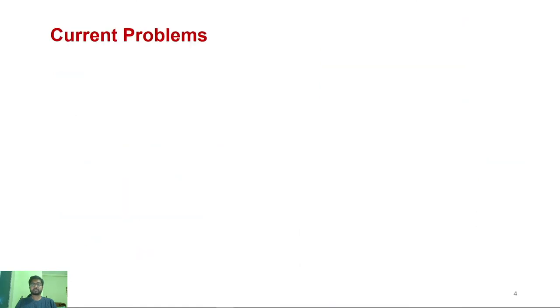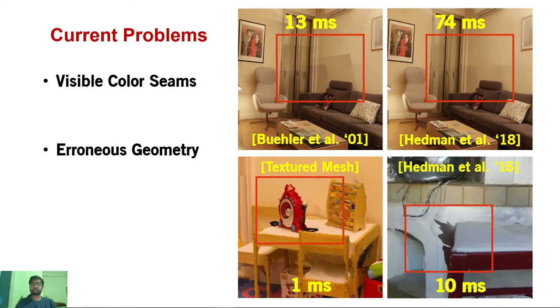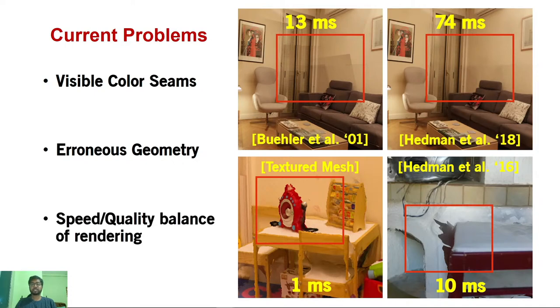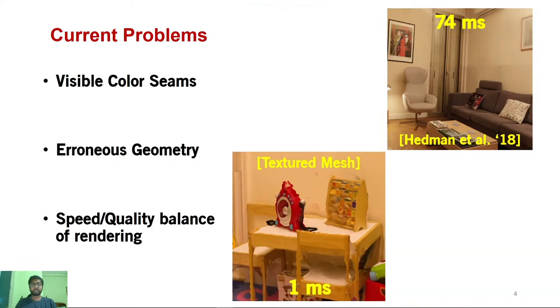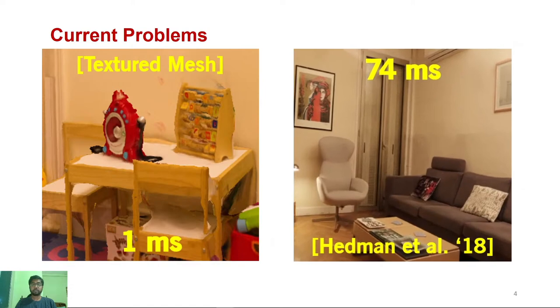Despite recent advances, current algorithms still have some problems. First, blending wide baseline captured images tend to introduce color seams in rendered novel views due to mismatch in camera settings. Use of multi-view stereo reconstructed meshes introduce noisy and ill-reconstructed geometry that compromise rendering quality. While recent methods provide superior quality, they come at a high rendering cost, as can be seen from the frame rates of these methods. For example, textured mesh is fast, but comes with a lot of geometric reconstruction errors. While recent methods are of good quality, but are at very high cost.